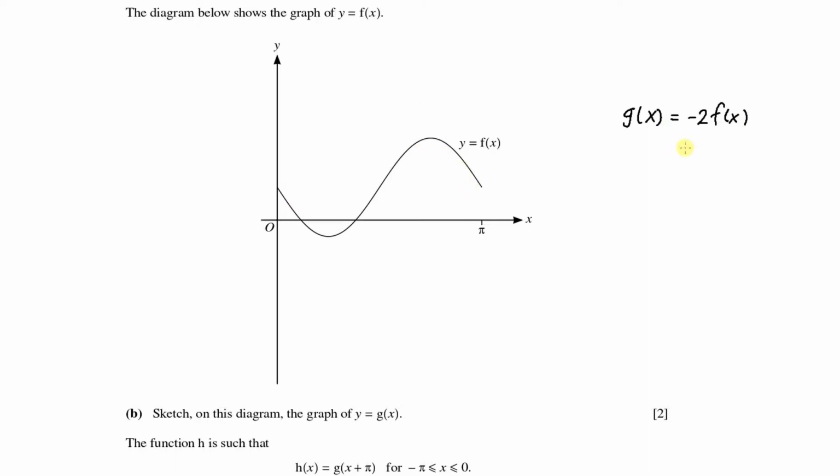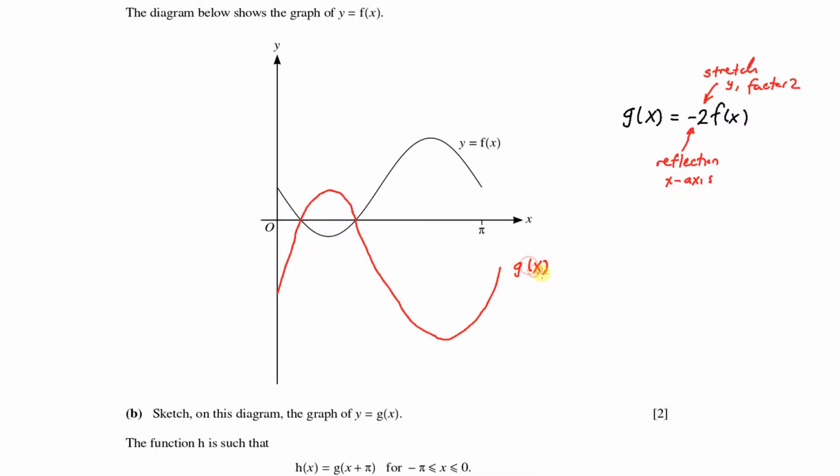Now, this represents two transformations. The first one, represented by the negative sign, is a reflection in the x-axis. And the second transformation, represented by the 2, is a stretch parallel to y by factor 2. So we are going to perform these two transformations. First of all, the graph is going to be reflected and stretched by factor 2. So for me, the graph will come out like here, goes up, then down, the x coordinates are not affected, then down, then up, maybe like this. So this is how the graph of g of x should come out.